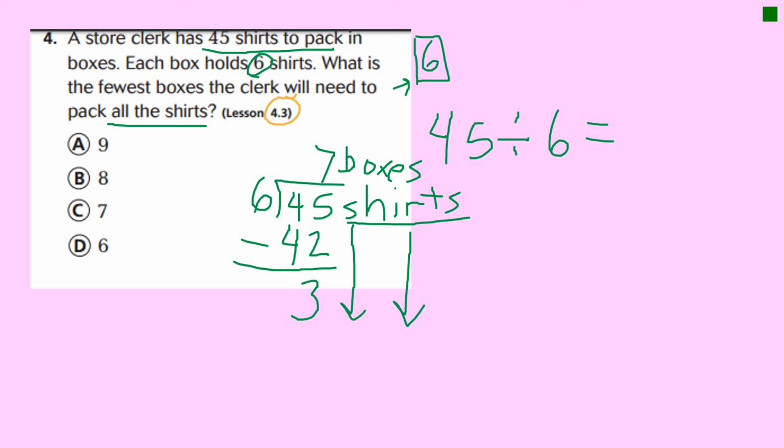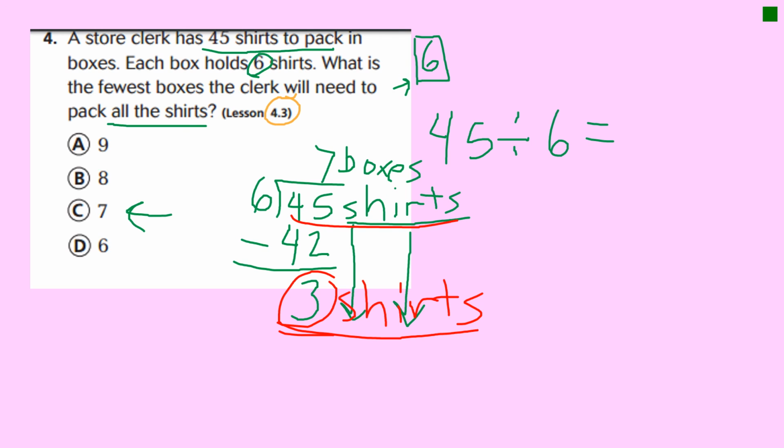So is that the answer? Look, there's 7 right there. I hope you're all yelling at your computer. No, no, Mrs. Olvey, it's not the answer. That's right, because guess what this number is at the bottom? That's also shirts. Remember, if that's shirts, then that's shirts. The dividend and the remainder are in the same group. They're shirts. Okay? So if we have 3 shirts left, the store clerk has to pack those 3 shirts.